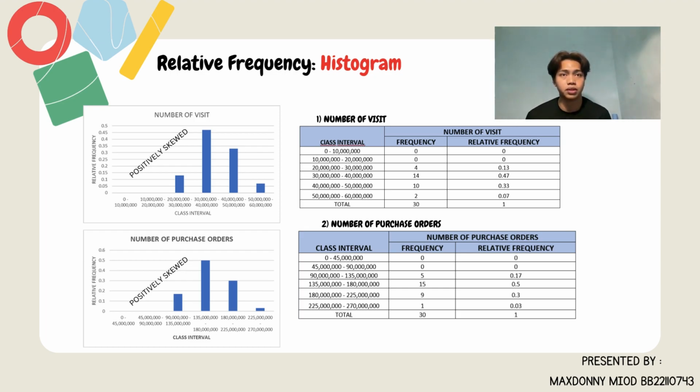So for the relative frequency of number of visits, how do I get it? By dividing the frequency by the total 30. The first is 0 divided by 30 equals 0. The second class is also the same. The third class, 4 divided by 30, we get 0.13. The fourth class, 14 divided by 30, we get 0.47. The fifth class, 10 divided by 30, we get 0.33. The sixth class is 2 divided by 30, and we get 0.07.